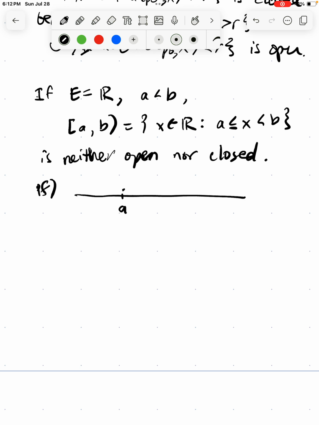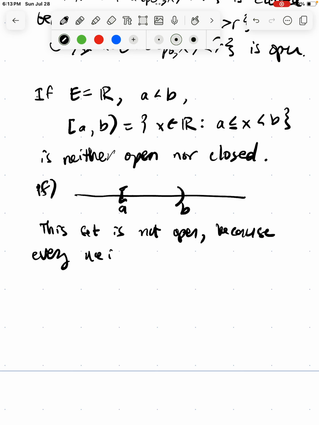So let's say here's A and here's B, and you look at this set. To be open, every point inside has to have some neighborhood contained in that set. Well, you see there's one point in this interval such that there is no open neighborhood centered at that point that's also contained in that set. That point is A. So this set is not open because every neighborhood centered at A contains numbers that are less than A.